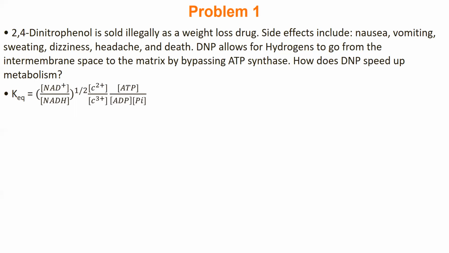And the way that this works is that DNP, what it does, is allows for hydrogens to go from the intermembrane space to the matrix by bypassing ATP synthesis. Knowing all the biochemistry we've talked about so far, how does DNP speed up metabolism to actually make you lose weight then? So how is this all connected? How does blocking ATP synthase make you lose weight? What's the connection there?